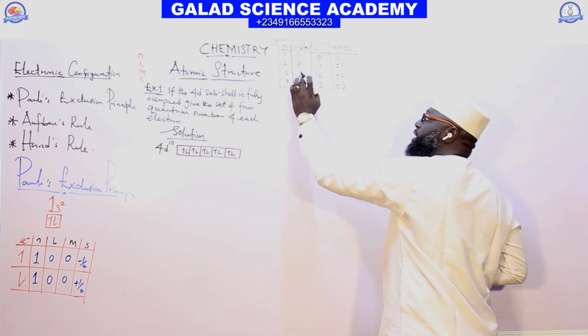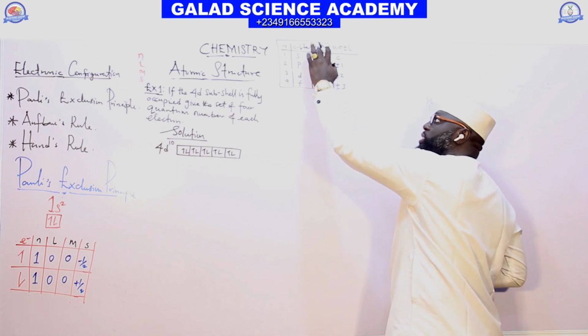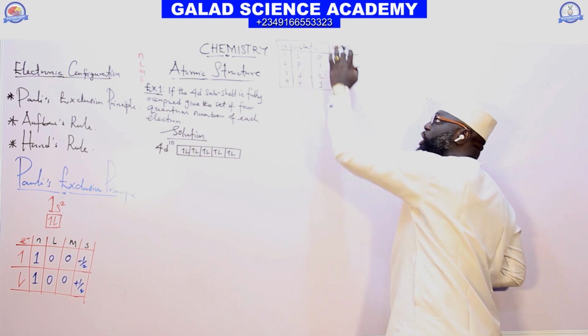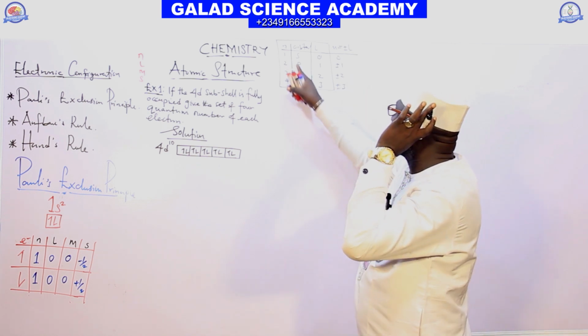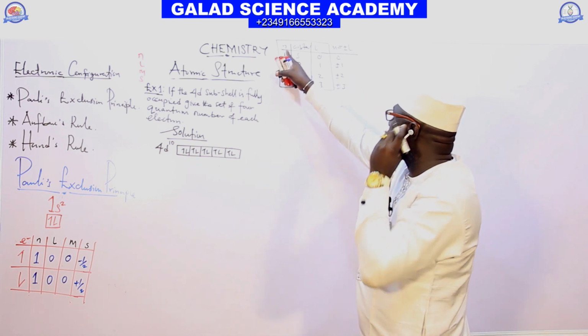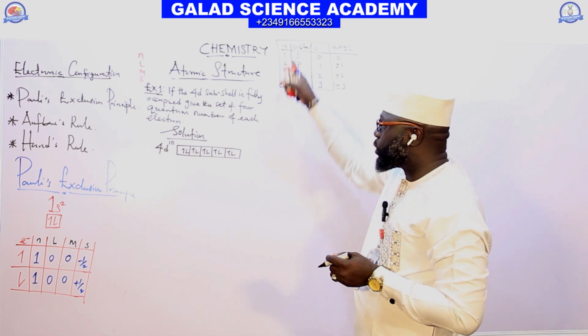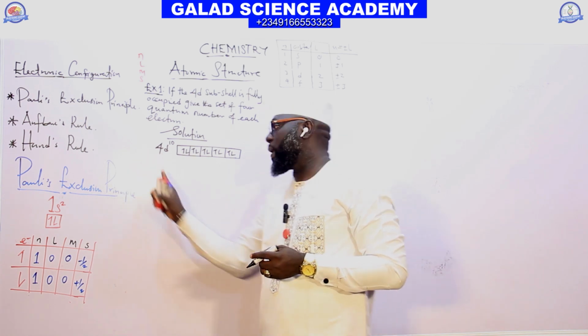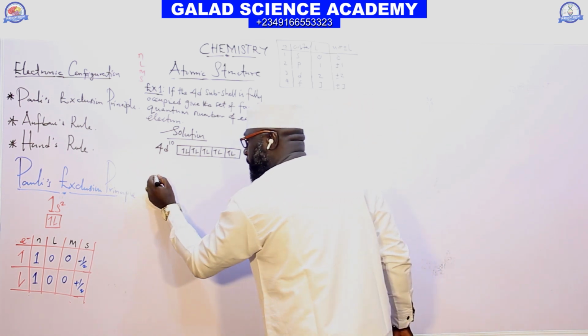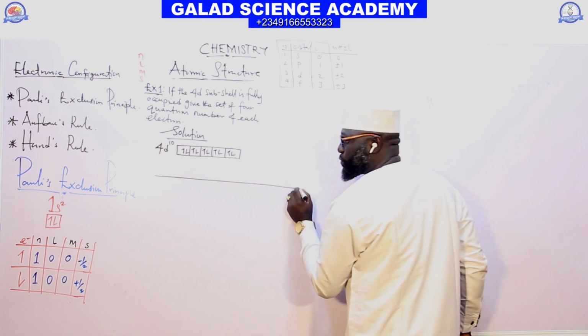This is d. Azimuthal is 2. Magnetic is plus or minus 2. But the energy level here is 4, which is the principal quantum number. So you can now draw your table in this form.